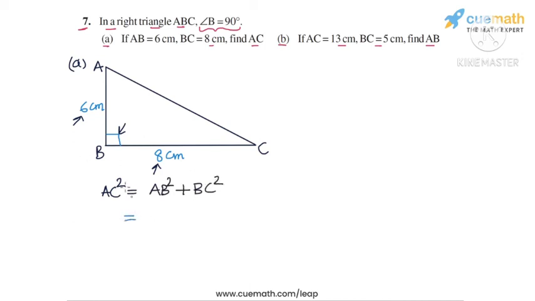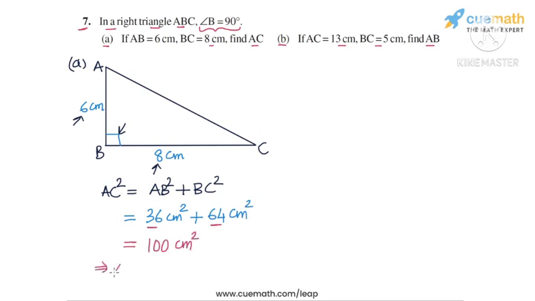And AB square, AB is 6, so AB square will be 36 centimeters square, and BC square, BC is 8, so BC square will be 8 square or 64 centimeters square. So 36 plus 64 is equal to 100. So AC square will be equal to 100 centimeter square.